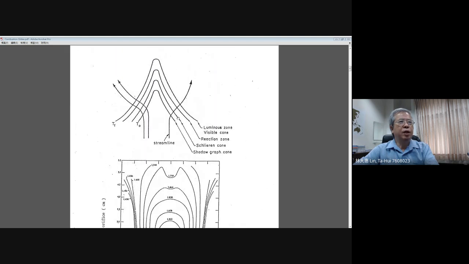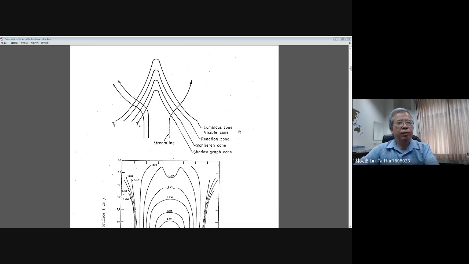You may use different kinds of methods. I list several methods you may have. The first one, you can see the top one. There is a cone, right? We call this the luminous zone, or the visible zone, right? I mentioned most people use the luminous zone to represent a yellow color flame.